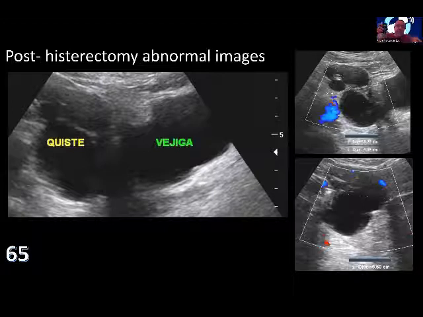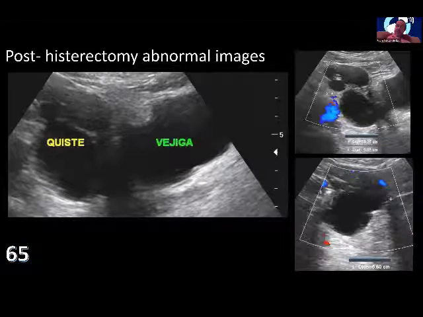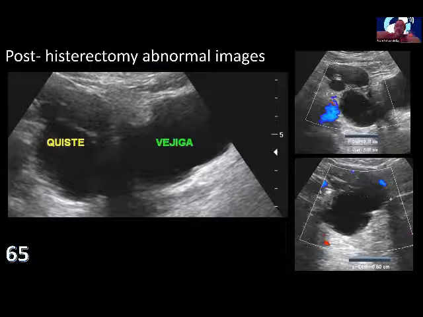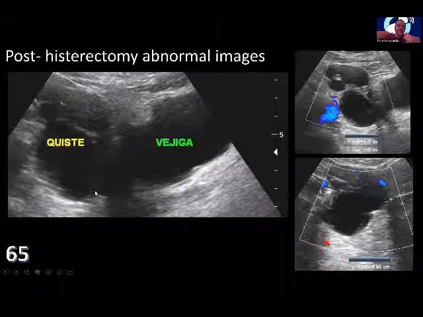After hysterectomy, we can see some abnormal images sometimes. Sometimes it's a collection after the surgery, an abscess or a cyst, or even a part of the tube which has been left there and became inflamed. This is the bladder and a complex, apparently septated cyst. This is an abnormal image after hysterectomy. You should not see that.